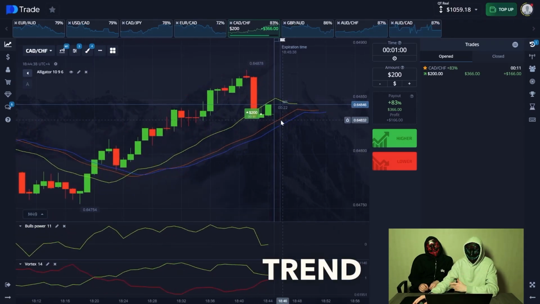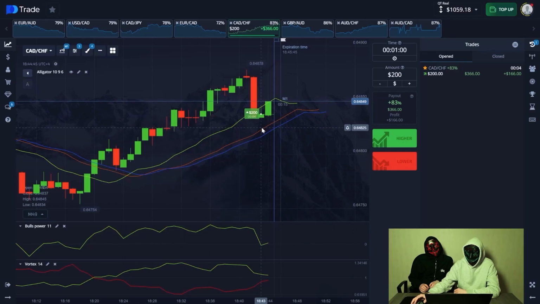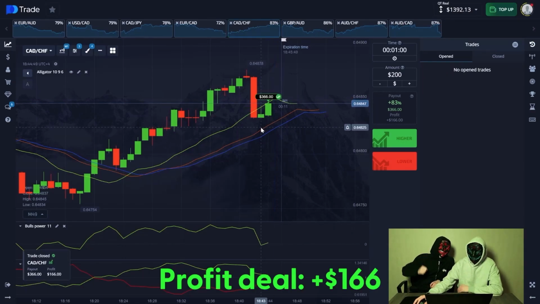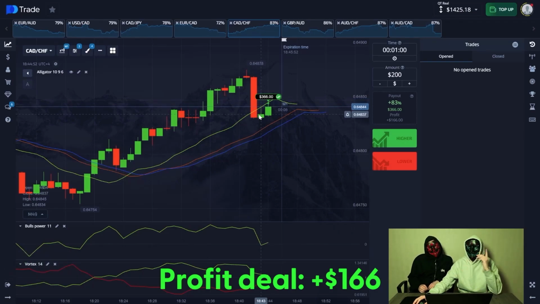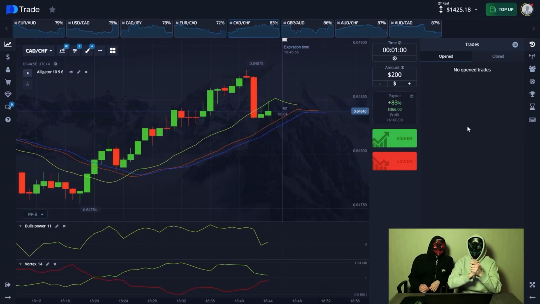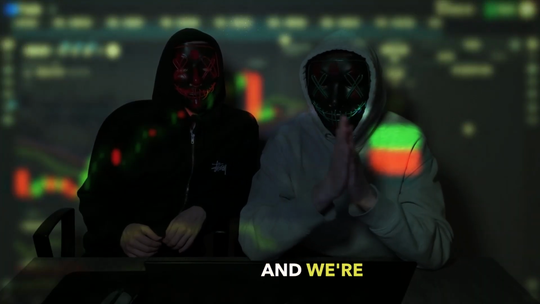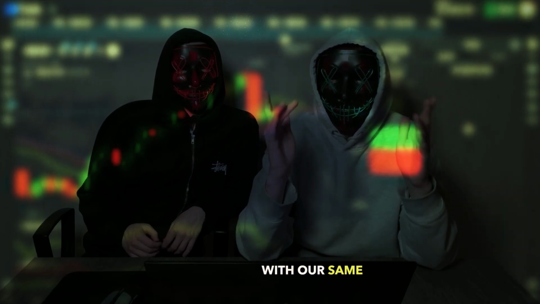As you see, the trend of rising continues. We have 10 seconds left, and now we're going to register the clean one. This is a fantastic outcome, and we're advancing to a new trade with our same strategy.